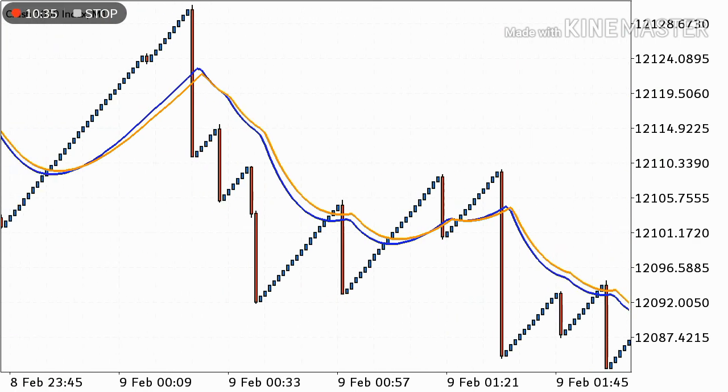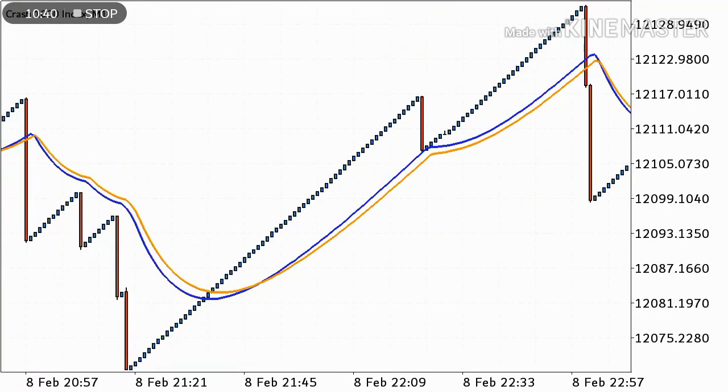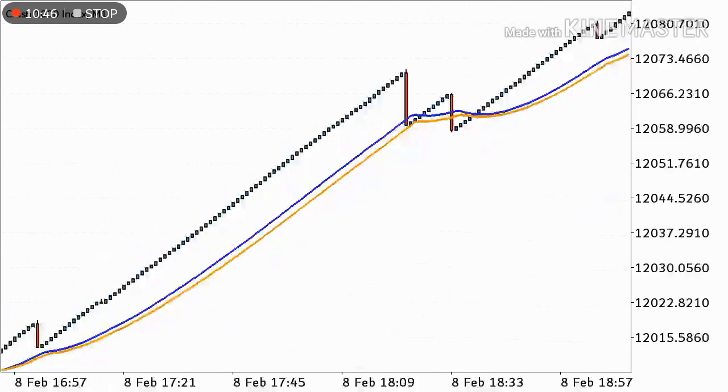So this is a very awesome trading strategy. Let's start milking Boom and Crash. You will make more money. If you still have any question, kindly feel free to ask me. I'm here to help you.